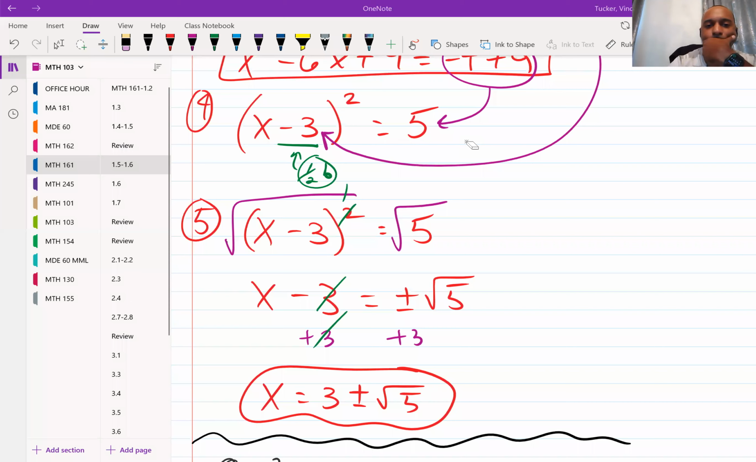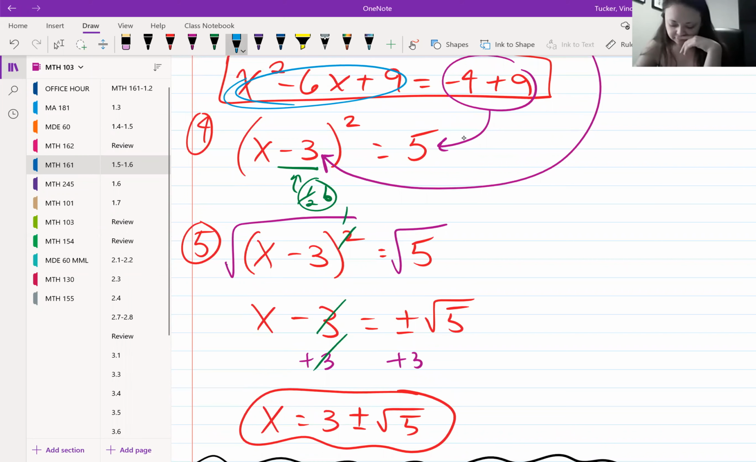So what is the name of the fourth step? Well, you just factor the left side and you simplify the right side. You know, we factor that. Okay. Yeah, so you just factor this trinomial and then simplify the other side.